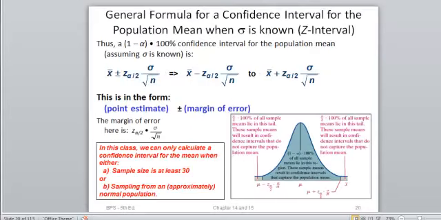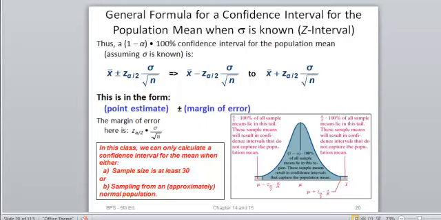So now we're going to learn the general formula for a confidence interval for the population mean when sigma is known. This is known as the z-interval when all the other conditions are met too, that our sample was obtained through a simple random sample or a randomized experiment, and that our sampling distribution is approximately normal or normally distributed.